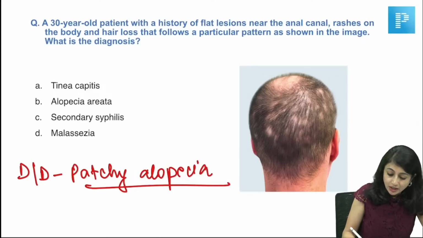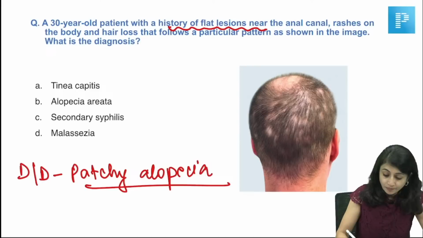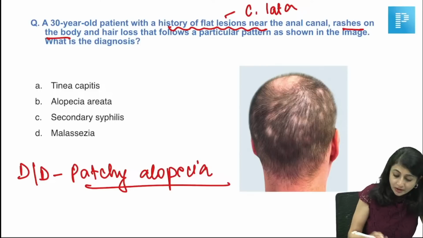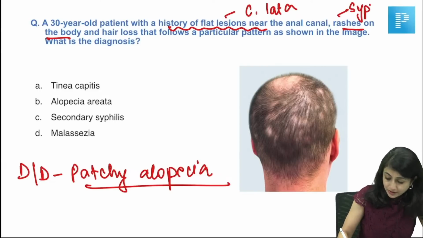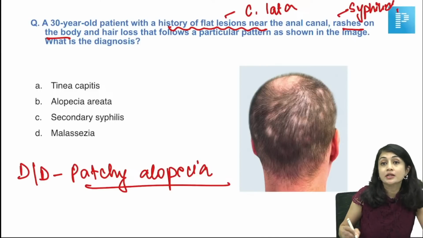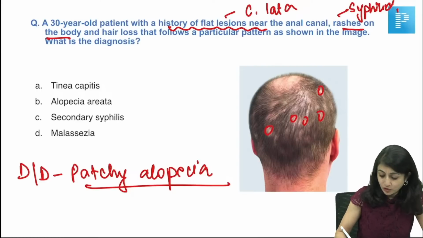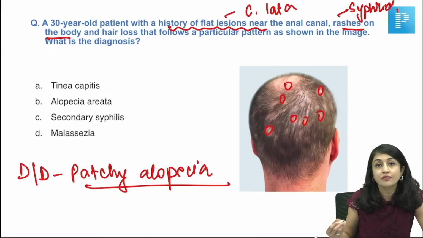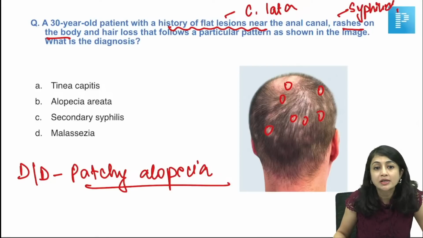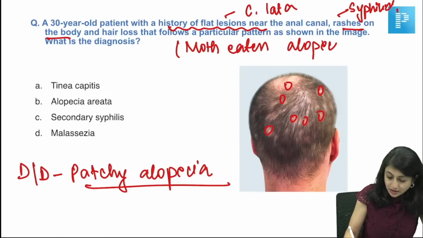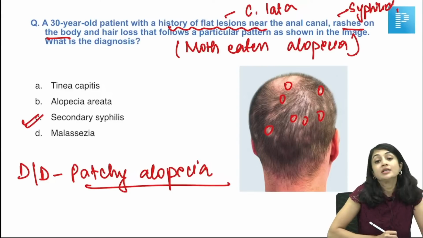Now let's look at the options here and the question. There is history of flat lesions near the anal canal pointing towards condyloma lata. Rashes on the body, again pointing towards syphilis, and hair loss that's following a particular pattern. Now what is this pattern? You see numerous patches of alopecia which look as if a moth has eaten the hair. So this is moth-eaten alopecia, and where do I see it? I see it in secondary syphilis.